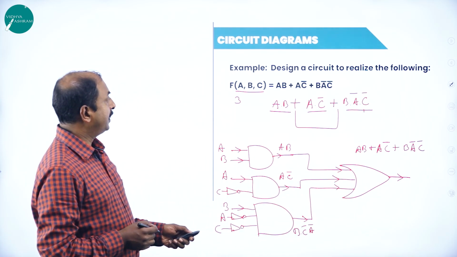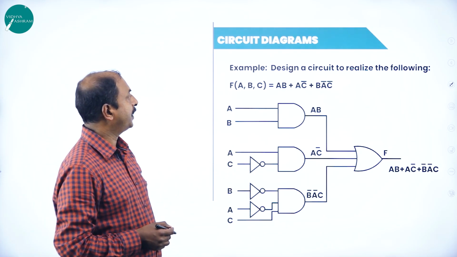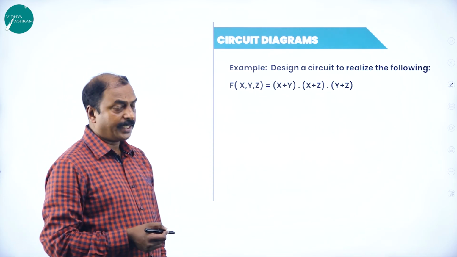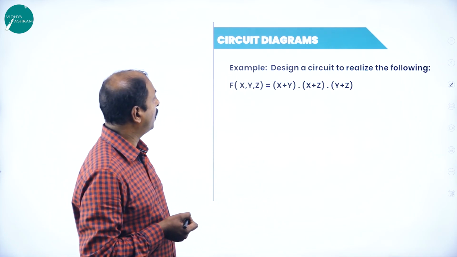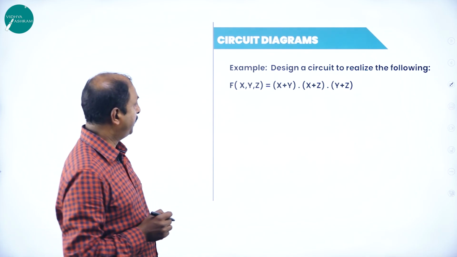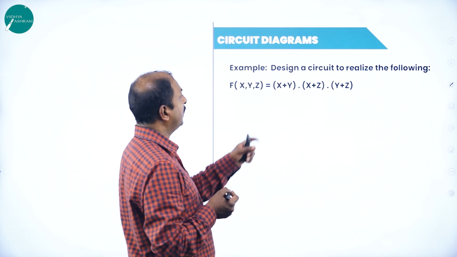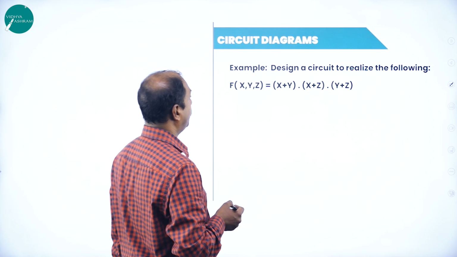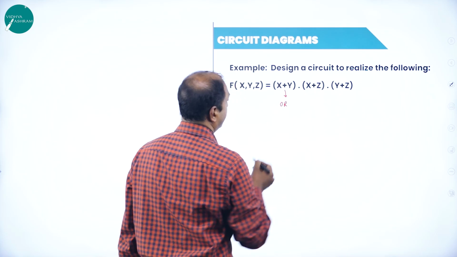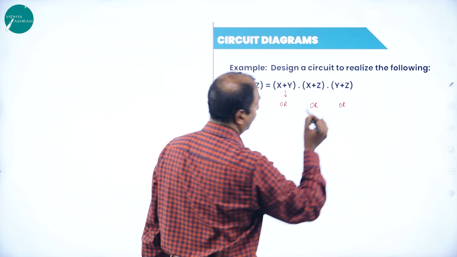Now in the next slide you can see the same diagram. This is how we design a circuit for the given function. Now let us write one more circuit for another function. If you look at this example, there are three input signals for the function: x, y, z. This is x plus y, and you know that plus stands for OR gate. Here is one more OR gate, and one more OR gate.